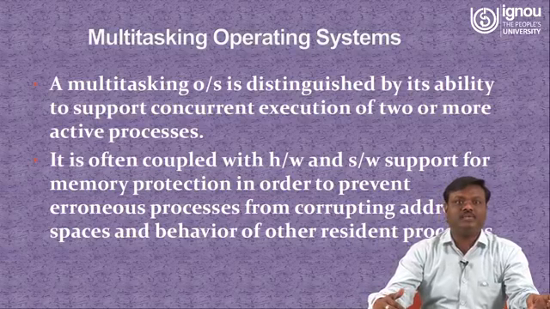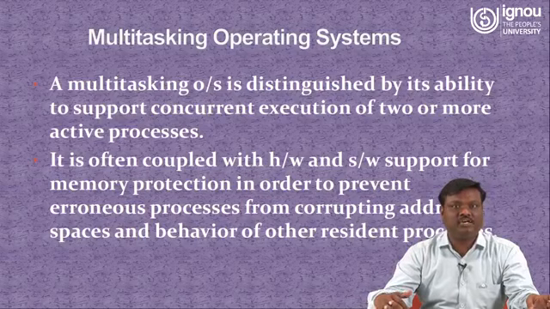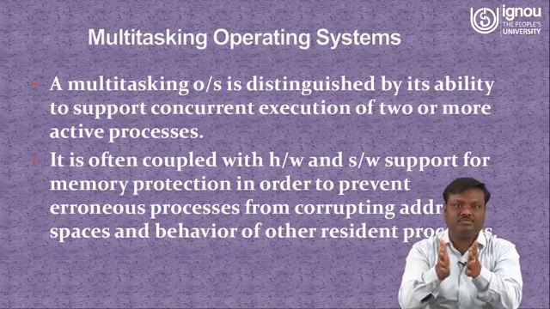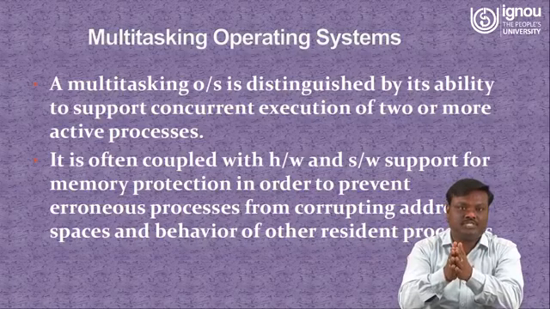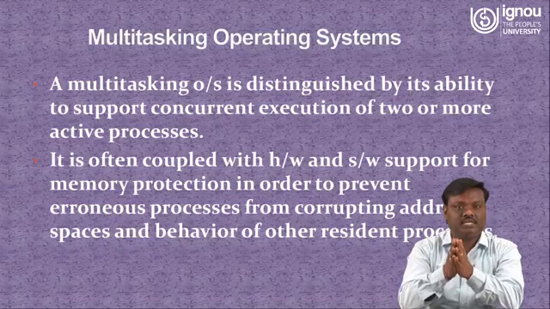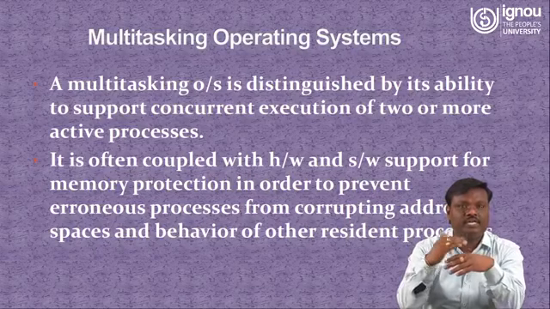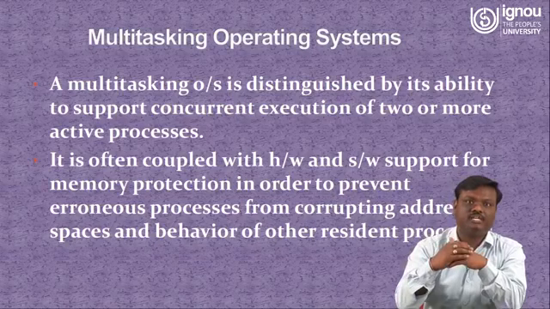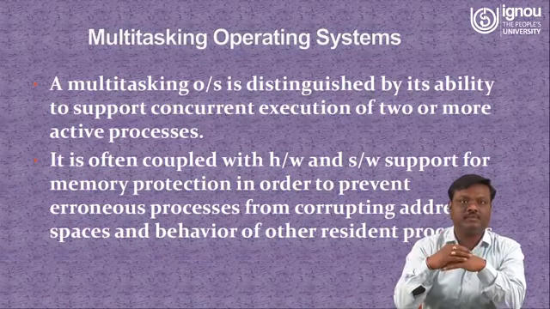It is often coupled with hardware and software support for memory protection in order to prevent erroneous processes from corrupting address spaces and the behavior of other resident processes. In the RAM also, suppose there are 5 processes activated, all these have boundaries. P1 will have a lower boundary and an upper boundary. Likewise, P2 will start at some location in the memory, and it will have its own lower boundary and once again an upper boundary.